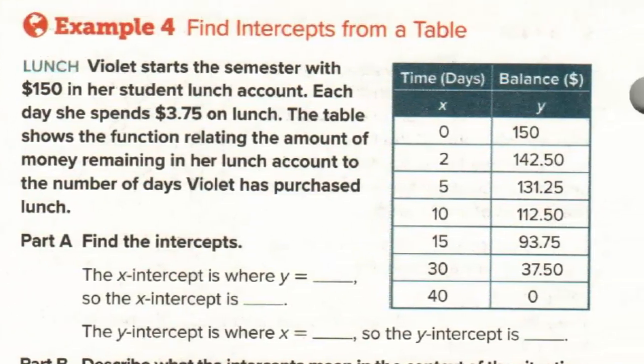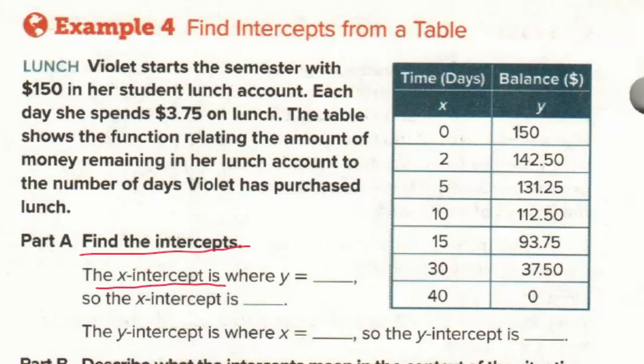Okay, for our last example for part A, it says find the intercepts from a table. Violet starts the semester with $150 in her student lunch account. Each day she spends $3.75 on lunch. The table shows the function relating the amount of money remaining in her lunch account to the number of days Violet has purchased lunch. So part A, find the intercepts.